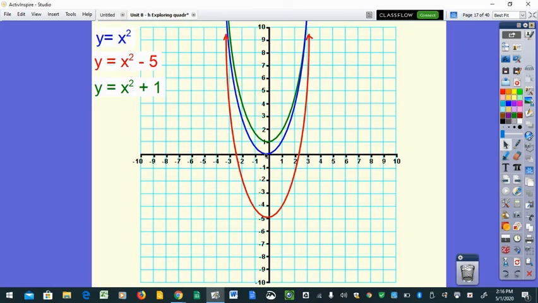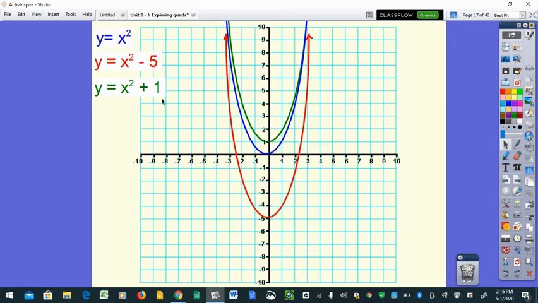So notice that the parent function is the blue one. It's vertexed at (0, 0). It goes through (1, 1), (2, 4). This is the quadratic parent function. It's the blue one. Every one of these parabolas is the same width because the a didn't change. It basically just slid. It just translated that parabola either up or down.